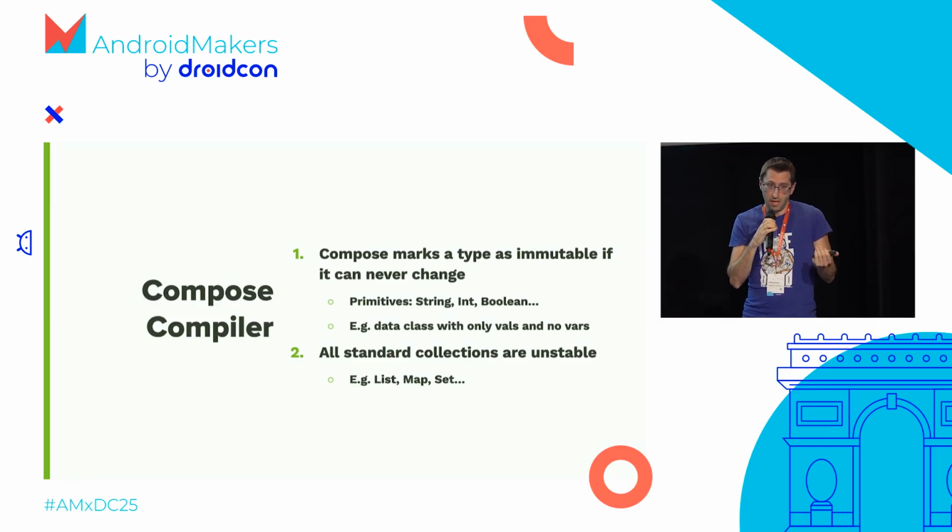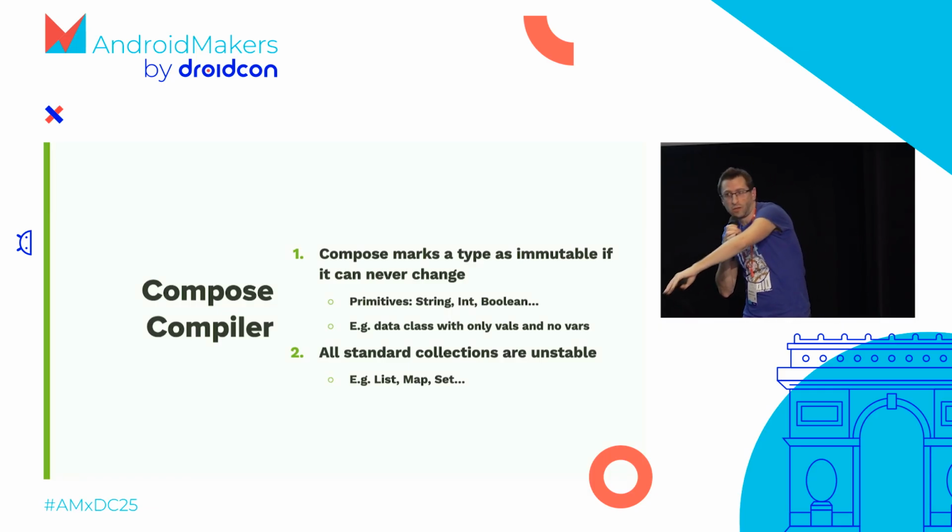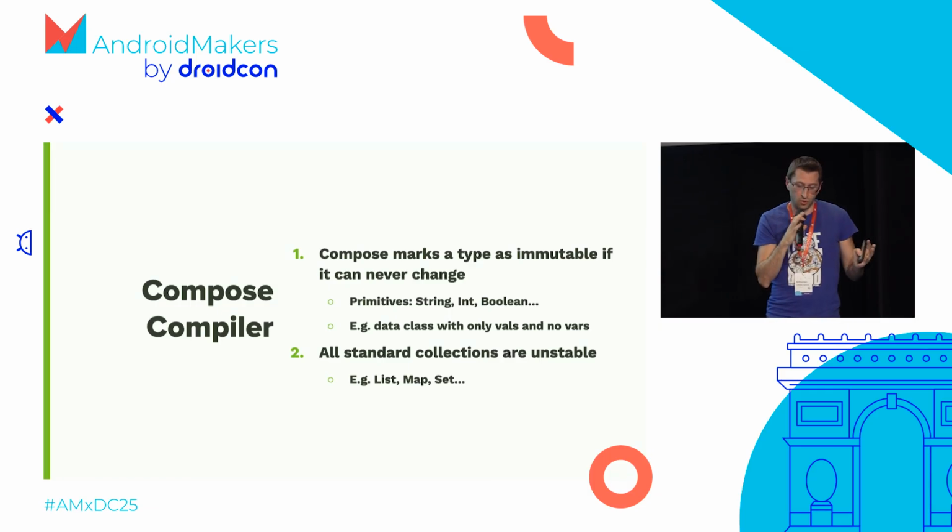You cannot cheat it. If you have vars, okay, that is not immutable. But if you have vals and then nested data classes with more vals all the way, turtles all the way, it is immutable. So the Compose compiler can recognize that.